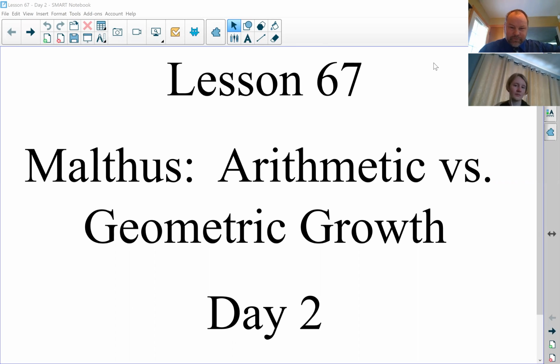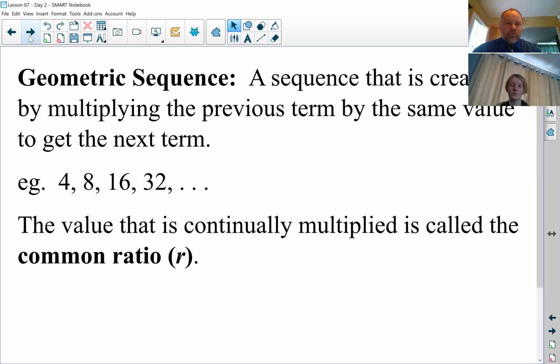We can talk a little bit about geometric growth and the sequences that are formed with geometric growth. Just like an arithmetic sequence is described with arithmetic growth, a geometric sequence is one way to describe geometric growth. It is a sequence created by multiplying the previous term by the same value to get the next term. For example, the sequence 4, 8, 16, 32, where we're multiplying by 2 each time, would be a geometric sequence.